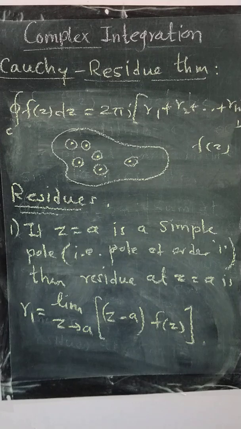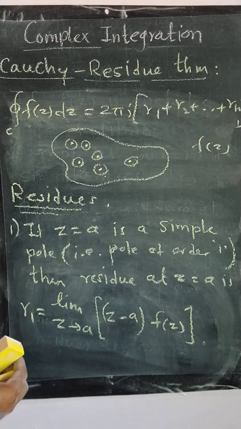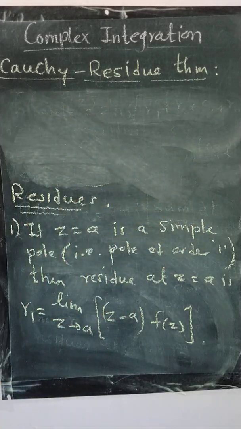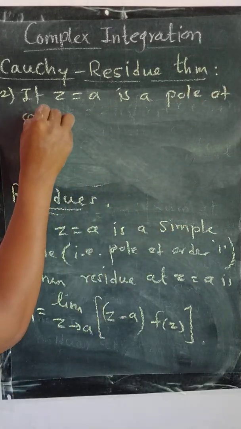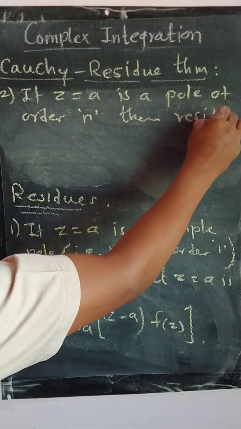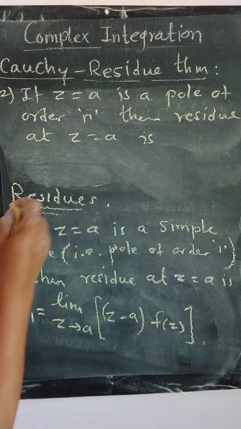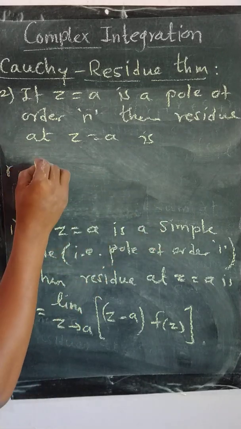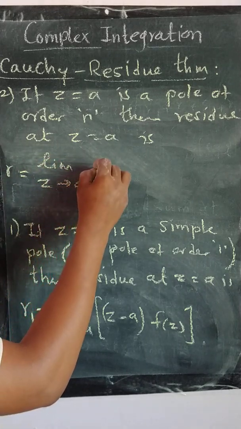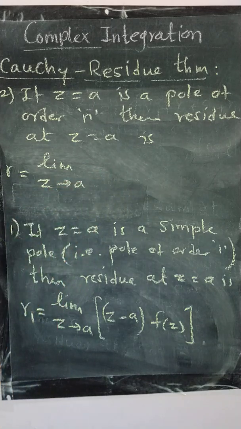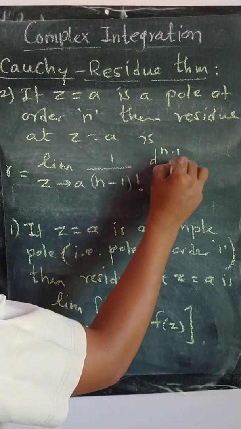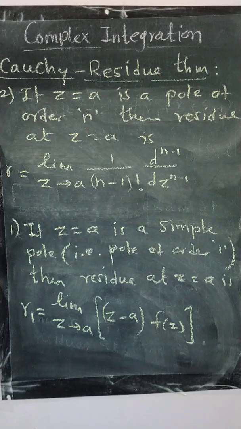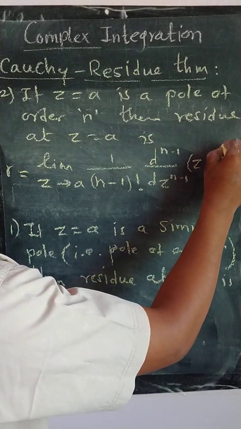And the second formula is, if z equal to a is a pole of order 2, 3 and so on, that is, in general, a pole of order n, then the residue at z equal to a is R equal to the limit as z tends to a of 1 upon (n minus 1) factorial times the (n minus 1)th derivative of (z minus a) raised to n f(z).